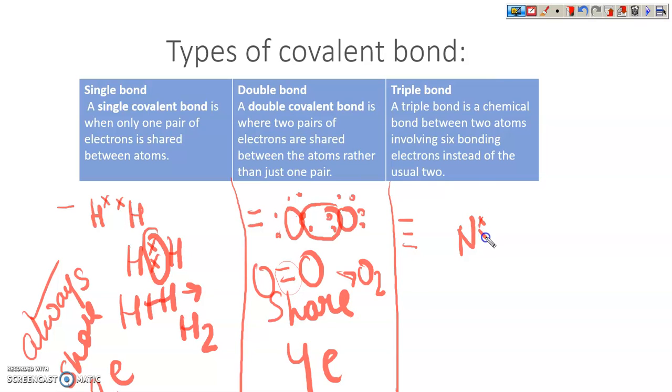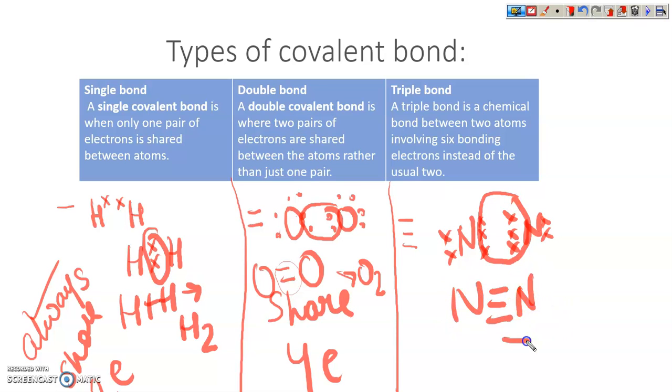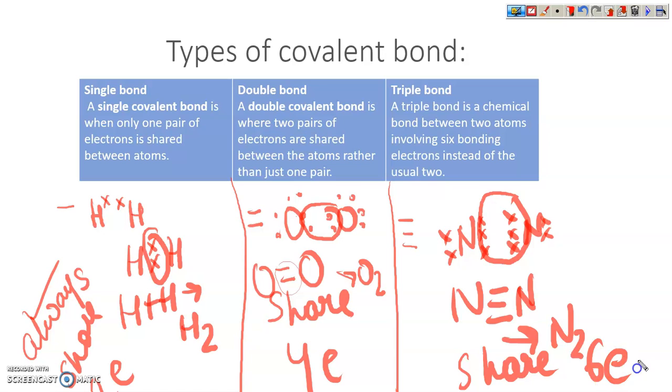Now for the triple bond, we'll take nitrogen. Now they are sharing three. So we'll put a triple bond between them and it will make N2. For this one, they always share six electrons. Remember one thing: a single bond shares two electrons, a double bond shares four, and a triple bond shares six. 2, 4, and 6. As simple as that.